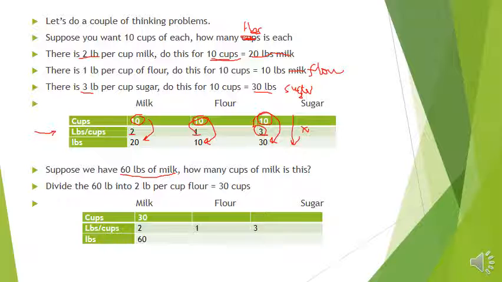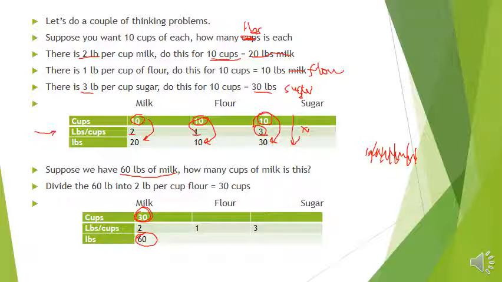So let's say I have 60 pounds of milk, and I want to know how many cups that is. Well, I have 60 pounds. Each cup is 2 pounds, so I'm going to divide the 60 pounds by 2 pounds per cup. So there's 60 pounds over here, and you break each one into 2. Okay, you'll end up with 30 cups of milk. All right.